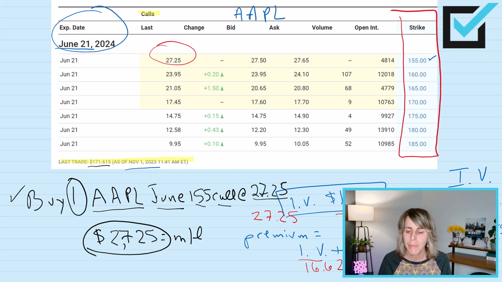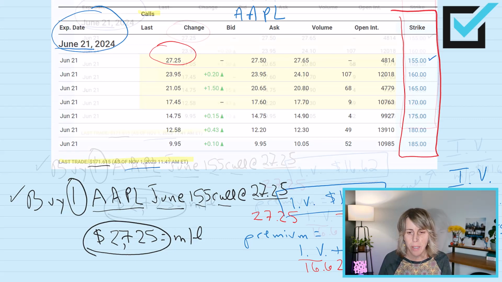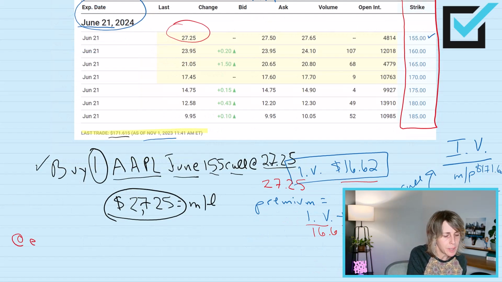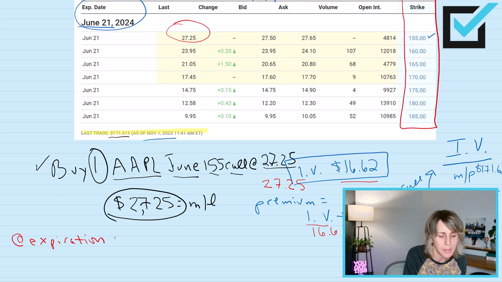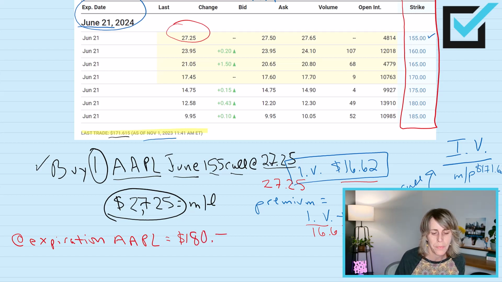So let's make up an example here. Let's say at expiration, you decide to exercise the contract. Now, of course, it's going to be automatically exercised if it's a penny in the money, but we're just going to be very simplistic in this story just to make sense of it all. At expiration, let's say that the price of Apple in the market is at $180 a share.